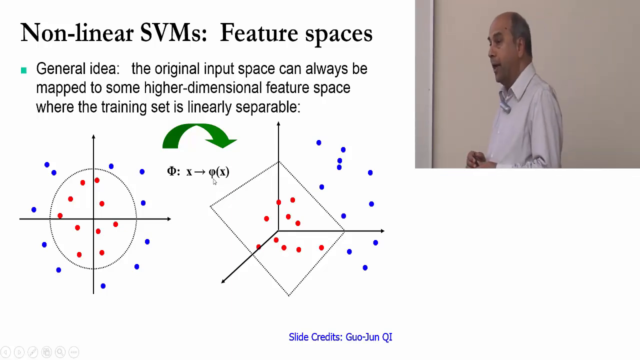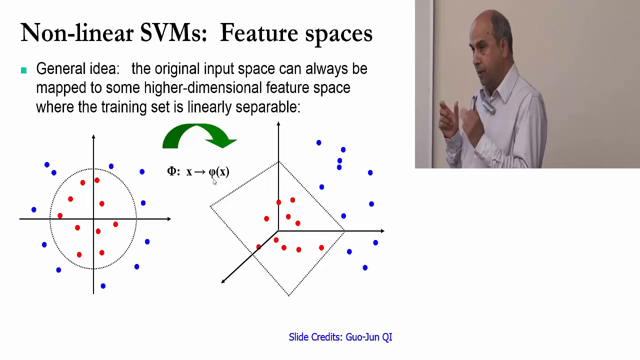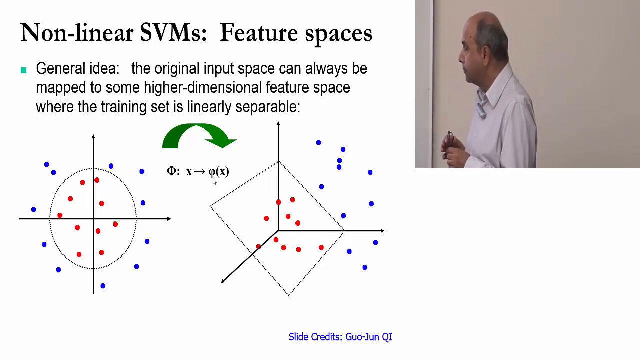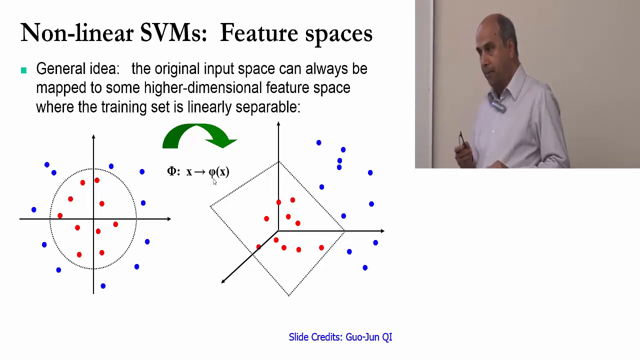Now we actually don't have to map, we will just do the dot product. Yeah, go ahead. So how do we know what map? Yeah, so we're going to talk about that.